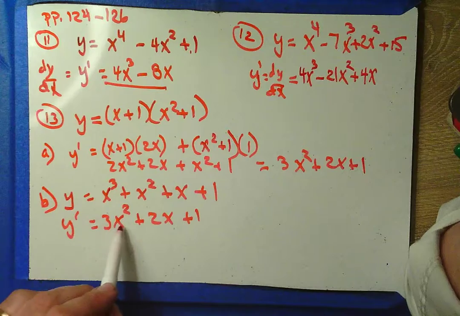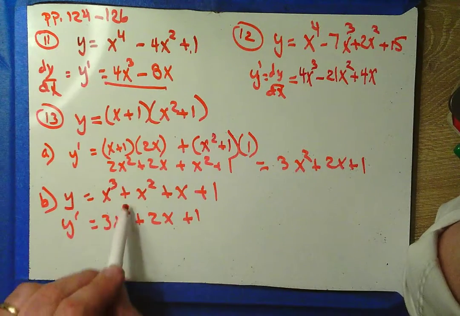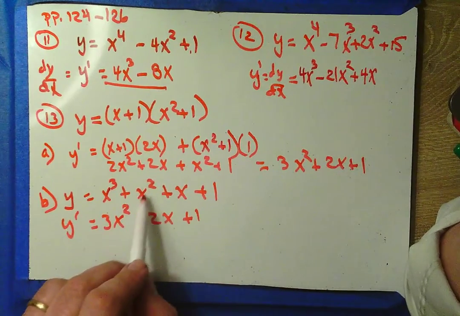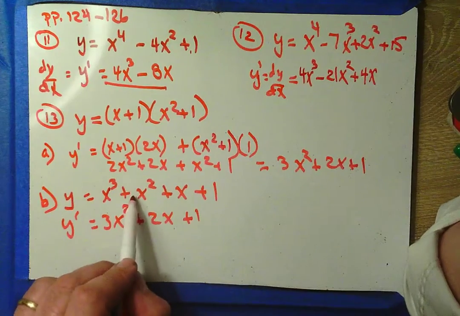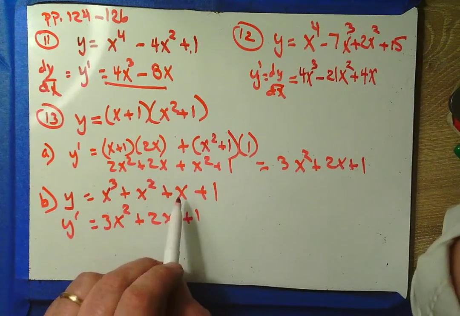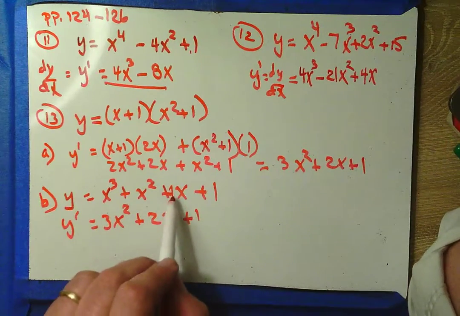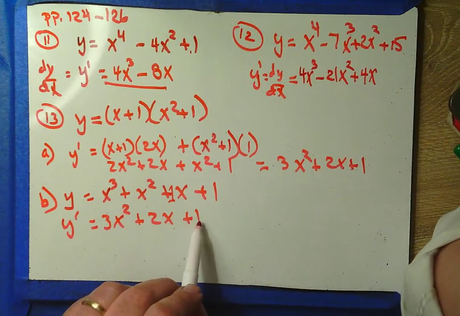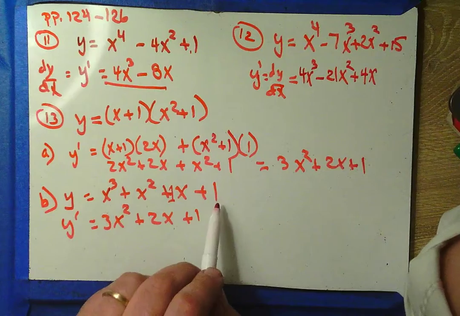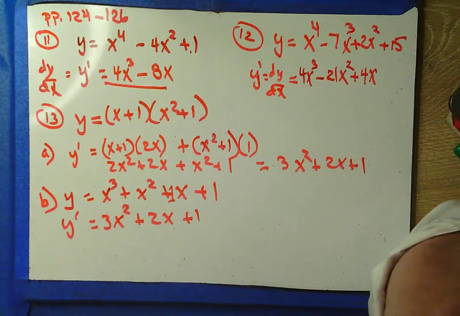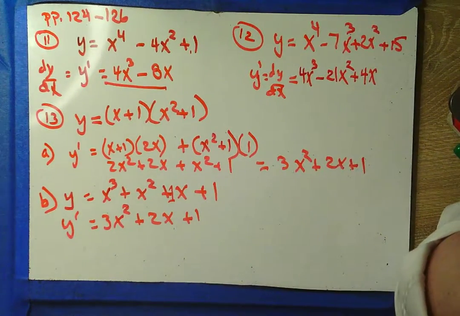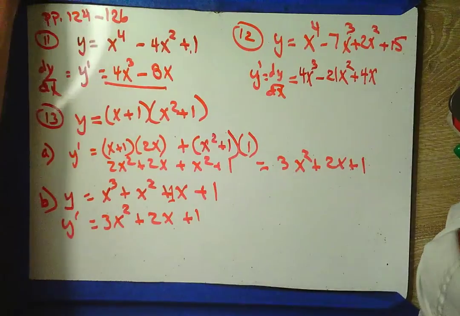Derivative of x to the third is 3x squared. The derivative of x squared is 2x, because I'm bringing down that 2 and subtracting 1. The derivative of 1x, look, this is a linear function. The slope is always 1. So therefore we have plus 1. And the derivative of a constant is 0. So there's problem number 13 in all its glory.